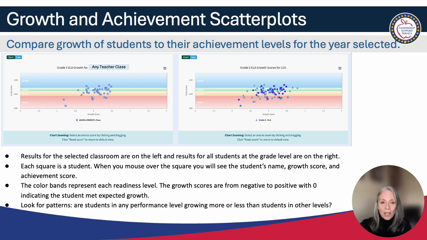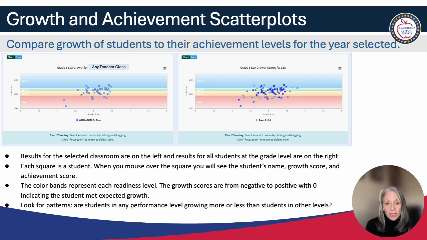So now we have these 2 scatter plots. On the left is the grade level and the teacher that I selected. On the right is all the grade levels. What you see here is a scattering of squares. Each square represents a student, and the color coding behind it represents the performance levels. So red for performance level 1, yellow for performance level 2, green for performance level 3, which is the mastery or proficiency level, and blue for the advanced performance level or level 4.